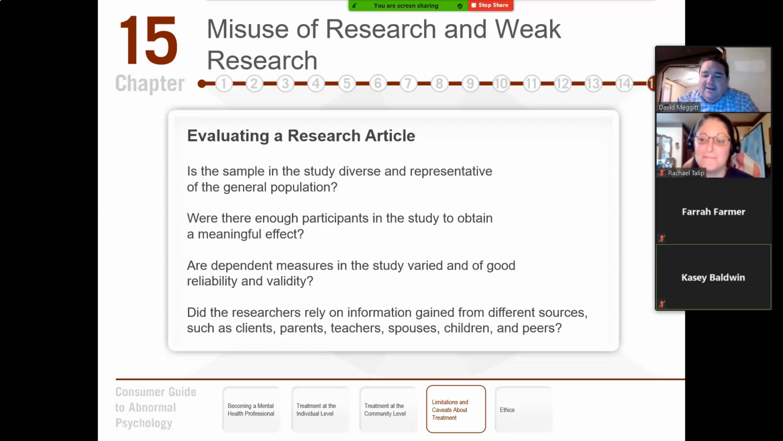So did the researchers rely on information gained from different sources such as clients, parents, teachers, spouses, children, and peers? Especially when we're talking about mental health of somebody. Some kids might do really well at school, but then act out a lot at home, or vice versa. They do really well at home, but then they act out at school. And so it's important, especially when we're talking about mental health of children, to get as many people involved as possible in the evaluation process.